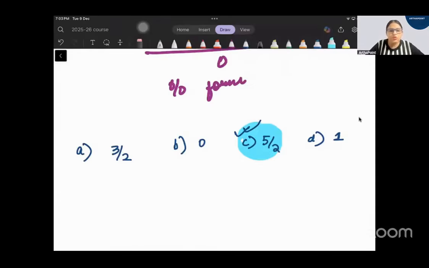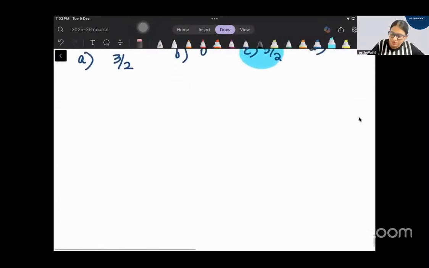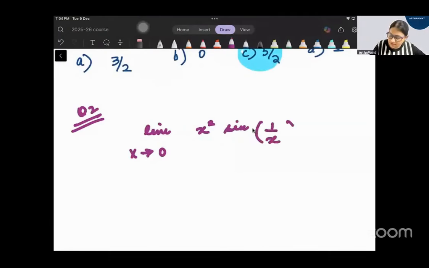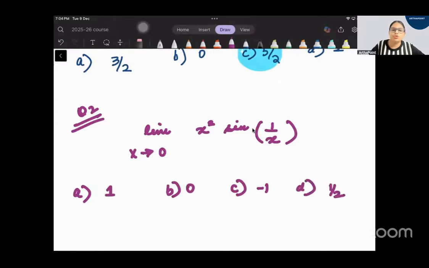Okay, now question number 2, beta. Any doubt in this one? Anyone? Take it. Next question. So you have to tell me limit x tends to 0, x square sine 1 by x is a 1, b 0, c minus 1, d 1 by 2.